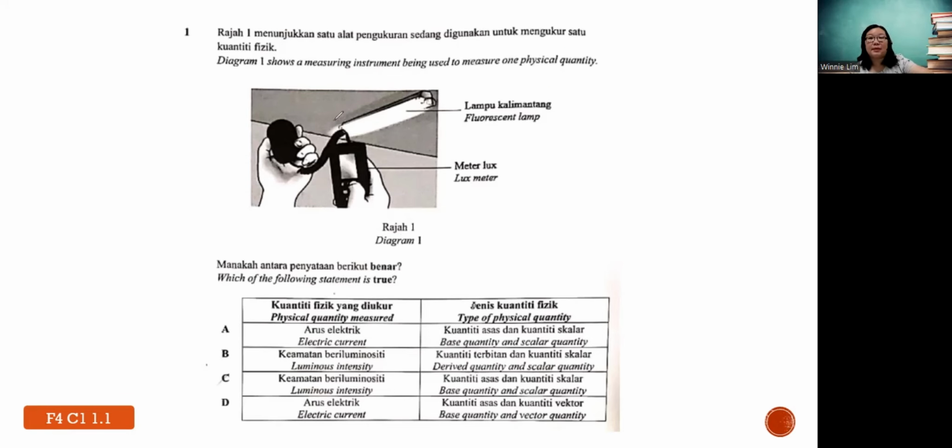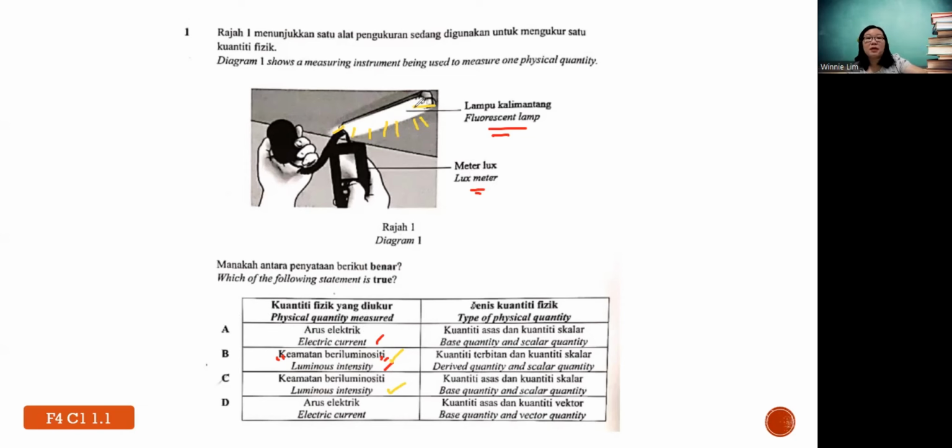If you look at the diagram, it shows a fluorescent lamp, and you are using this lux meter. A lot of you may not know what this instrument is. But if you look at the answers, current and luminous intensity, which is the best answer? Luminous intensity refers to the idea of brightness. The lamp will produce light, and the lux meter is used to measure the brightness. That's why the physical quantity being measured should be luminous intensity instead of current, because for current you use an ammeter to measure the electric current.